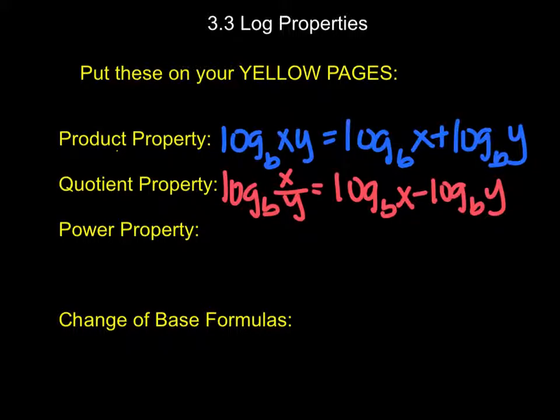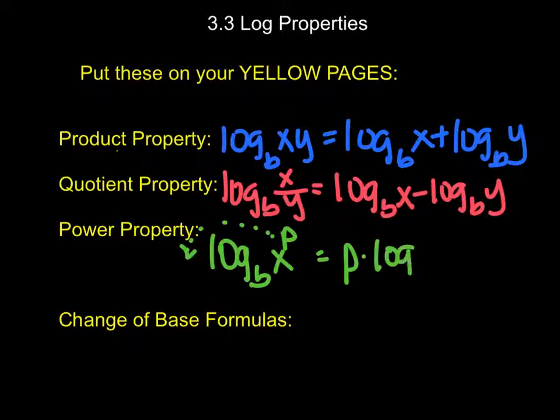Power property says that if I have log to some base of x to a particular exponent, that exponent can be moved to the front. And all of these also come into play when you have natural logs, because natural log is just log base e.